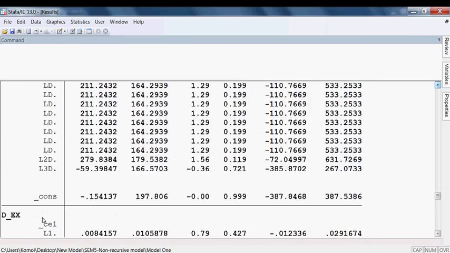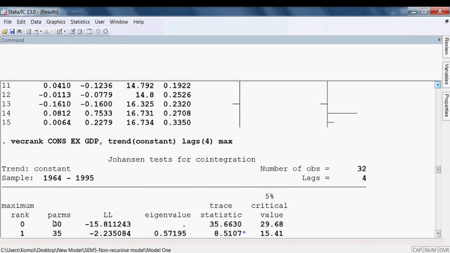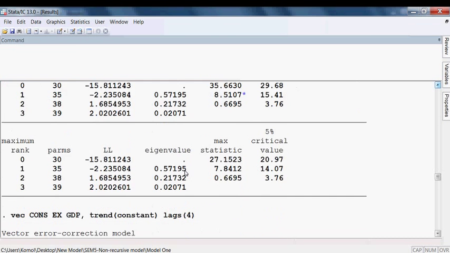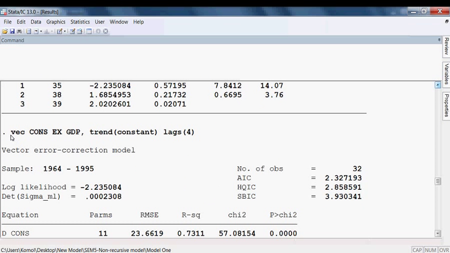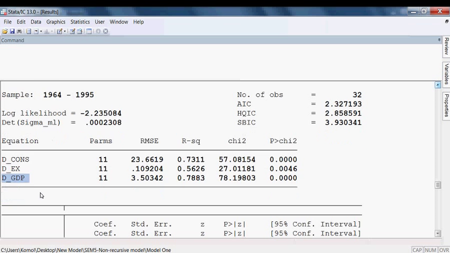It is the model we can see from here. The VECM model starts from here, actually. VEC rank, right? Start from here, not from here. Sorry, it's from here. Vector error correction model, it is from here, and you can see we have 3 dependent variables.